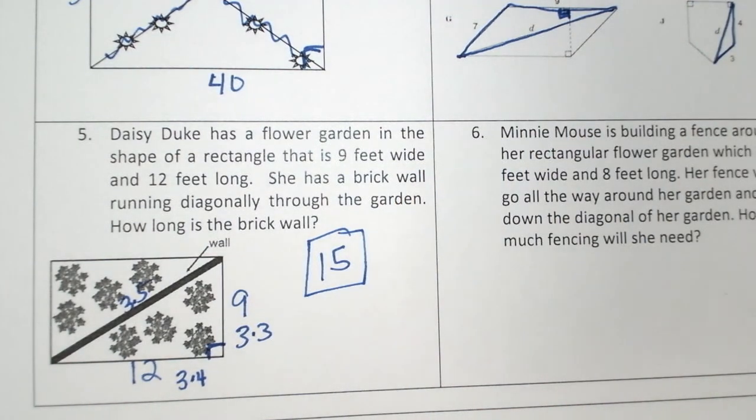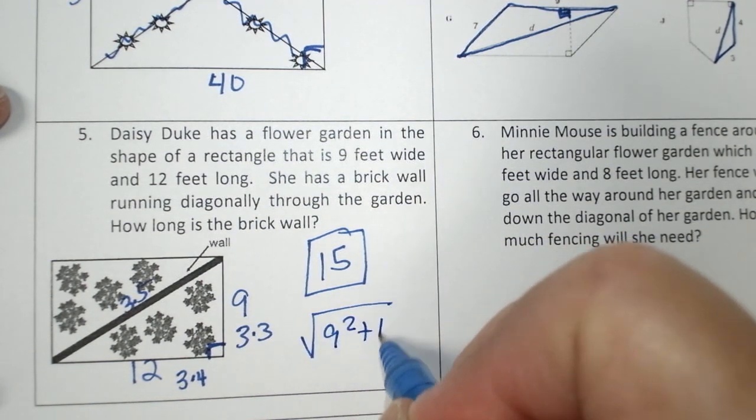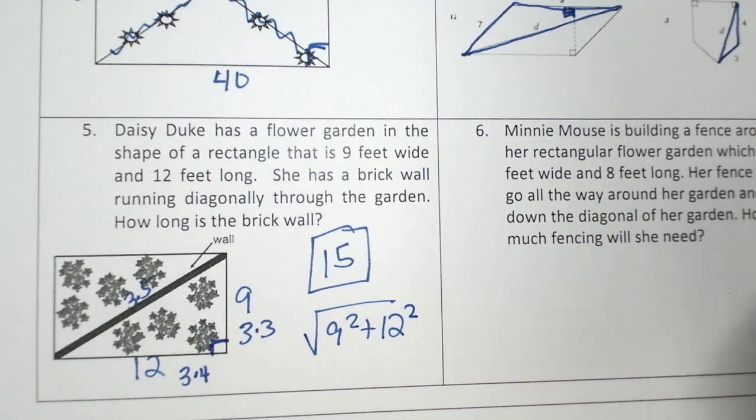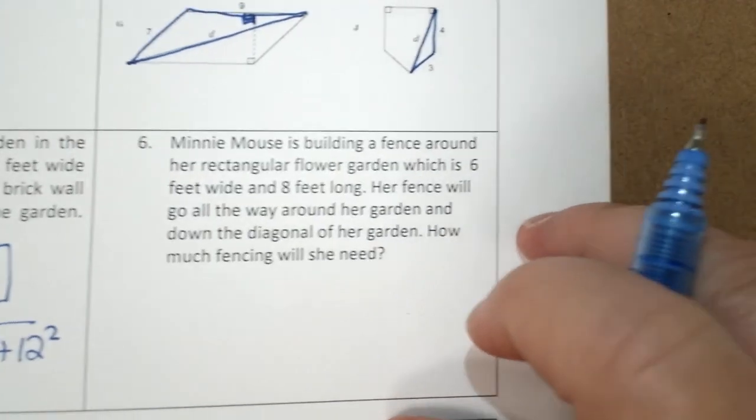That's when you use your triples. If you don't know and don't recognize your triples, it is the square root of 9 squared plus 12 squared, and you calculate it from there. You'll still get 225, the square root of 225, which is 15.